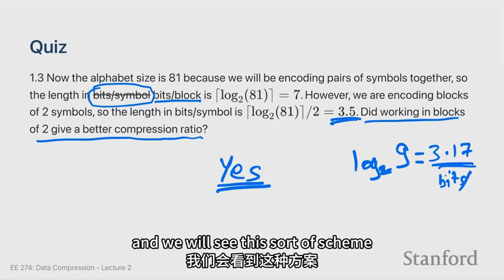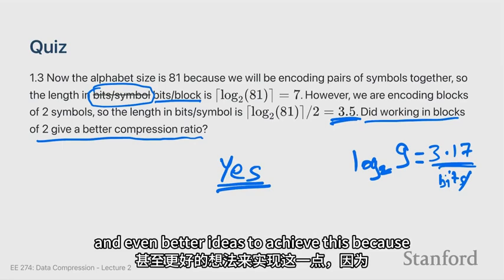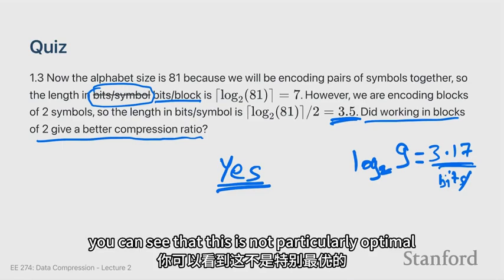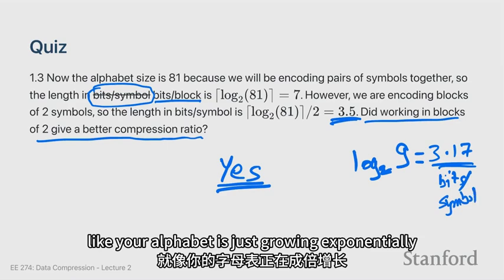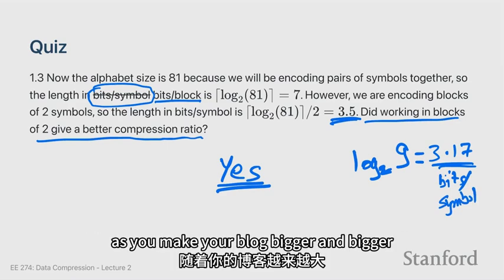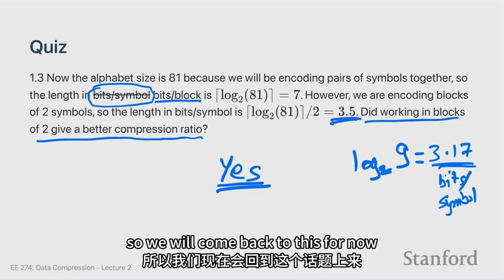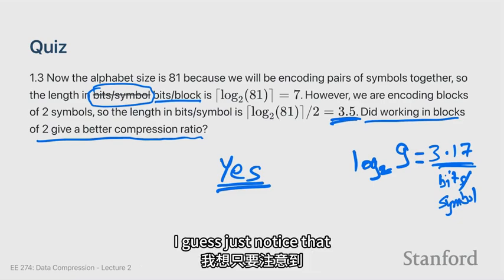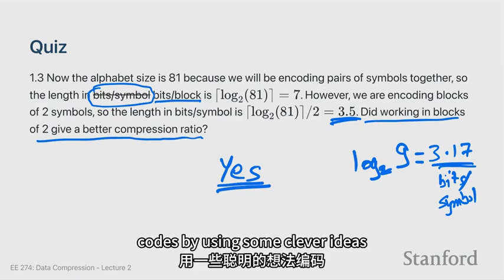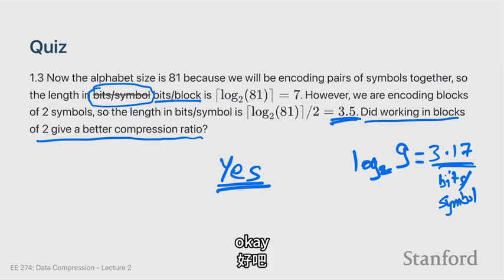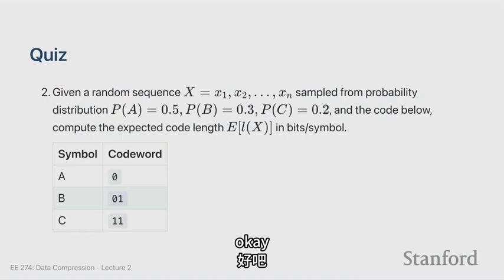And we will see this sort of scheme and even better ideas to achieve this, because you can see that this is not particularly optimal. Your alphabet is just growing exponentially as you make your block bigger and bigger. So we will come back to this. For now, just notice that you can do better than fixed length codes by using some clever ideas. Okay. And any questions on this first question? Okay.